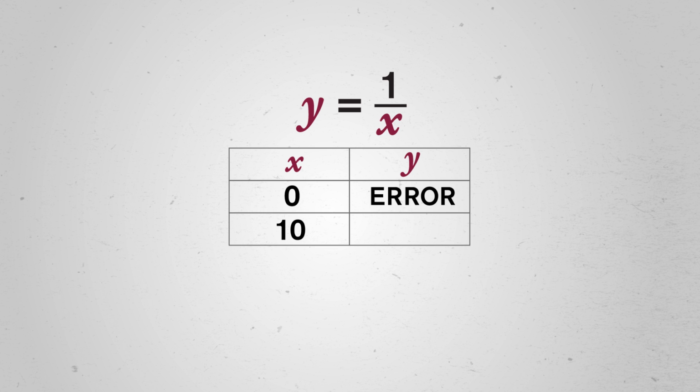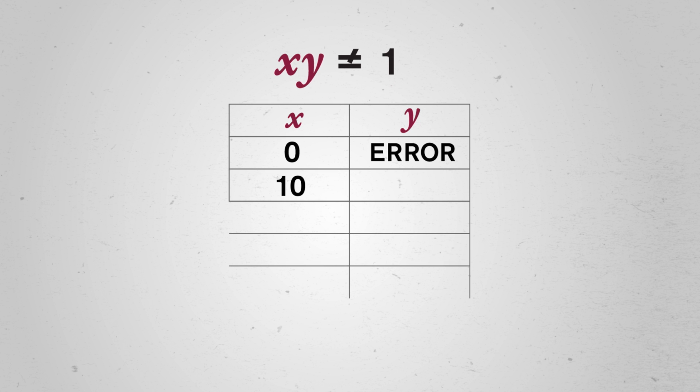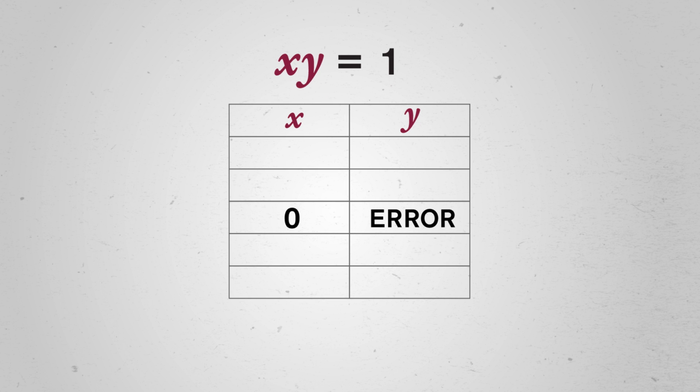But knowing x can't be 0 lets us do something unusual. Let's multiply both sides of our equation by x, and now we've got x times y equals 1. Again, we can notice that x can't be 0. 0 times anything will be 0, not 1. But also, we can see that y can't be 0. There are no points on either axis. But we can still make a data table with other points. x and y just have to multiply to 1.